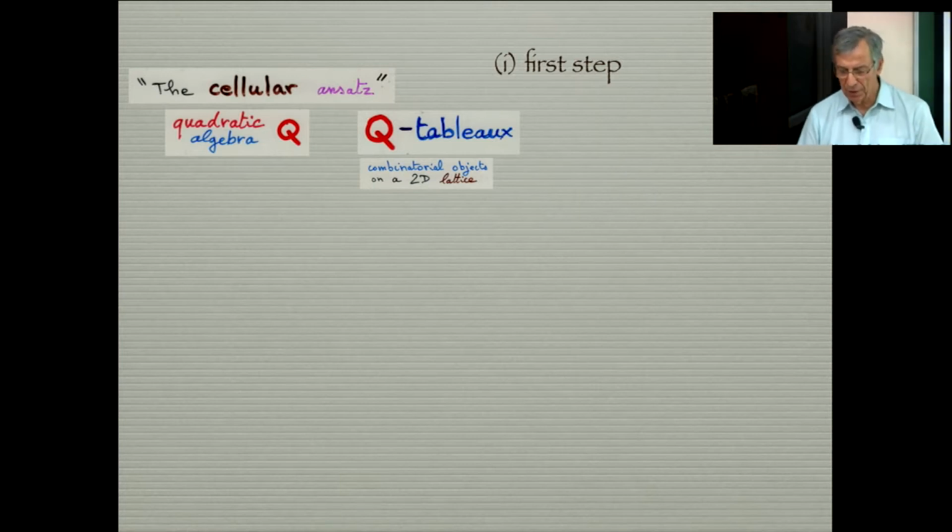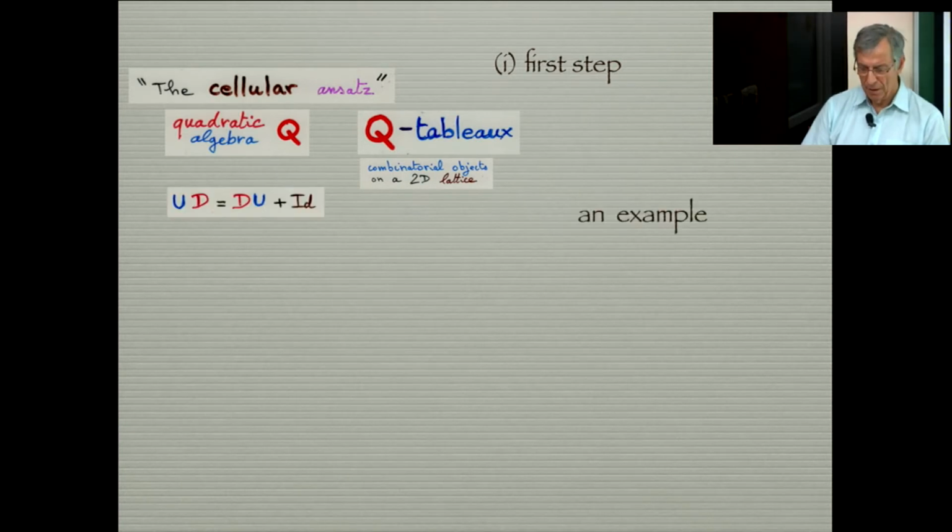So the first step of the cellular ansatz is to start from a certain quadratic algebra. Then I associate a Q-tableau. What I call a Q-tableau is some combinatorial object which is written on the two-dimensional lattice. So this is the first step. I will explain it on an example. So the example will be with this algebra.